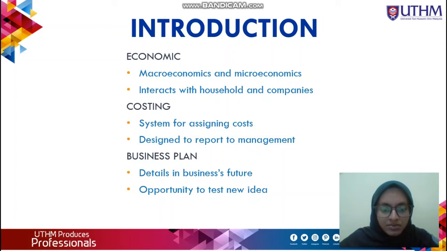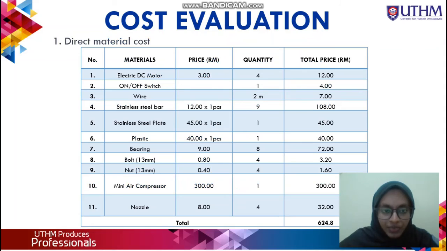Costing is any system for assigning cost to an element. The system is comprised of a set of forms, processes and reports that are designed to aggregate and report to management. A business plan is a written document that describes in detail the business features. So next is cost evaluation. There are 11 materials that will be used, which consist of electrical parts, mechanical parts and so on.